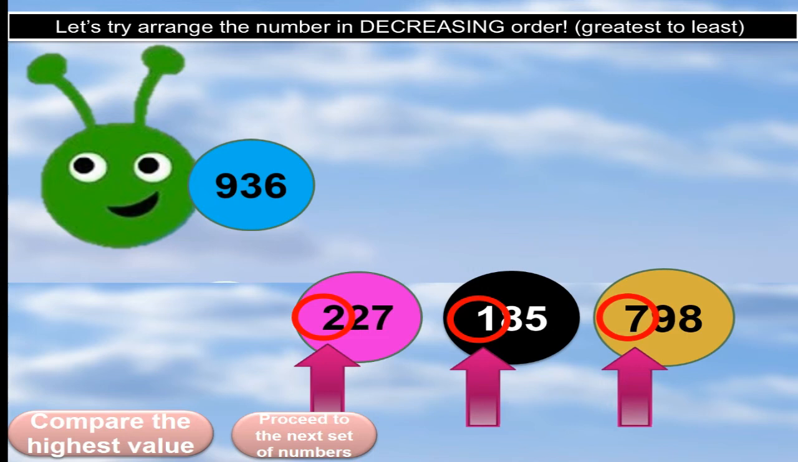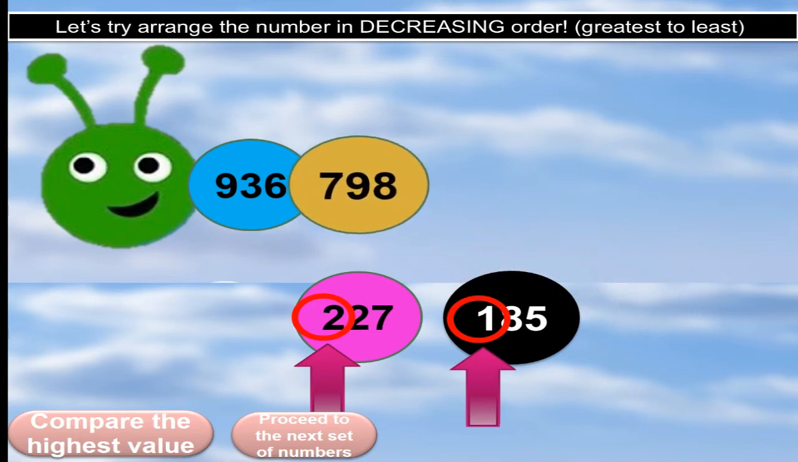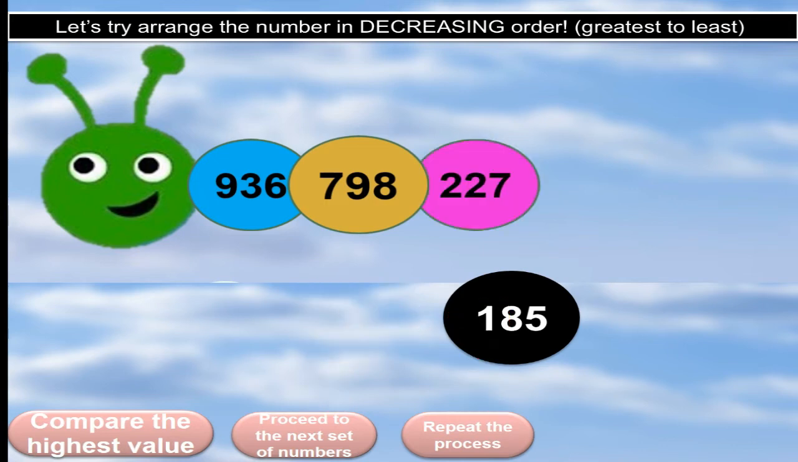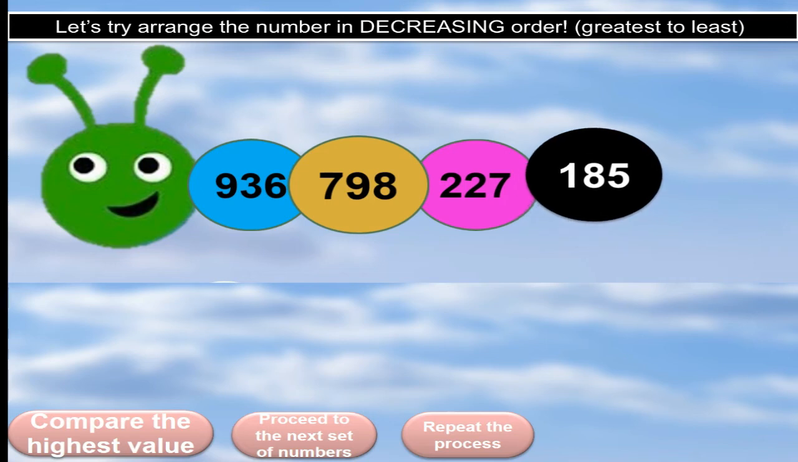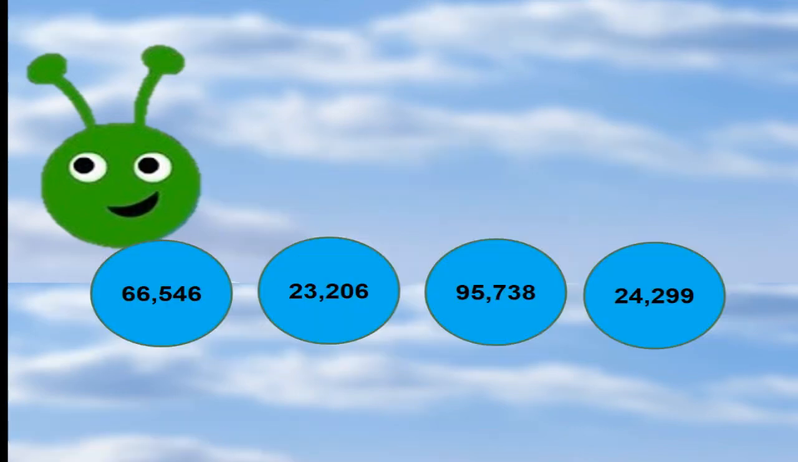2, 1, and 7. 7 is greater than 2 and 1. So the next number is 798. Then, let's just repeat the process. 2 and 1. 2 is greater than 1. So, the next number is 227. And the number with the least value is 185. Did you get the correct answer? Good job!